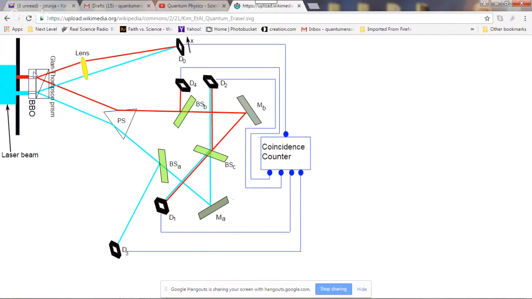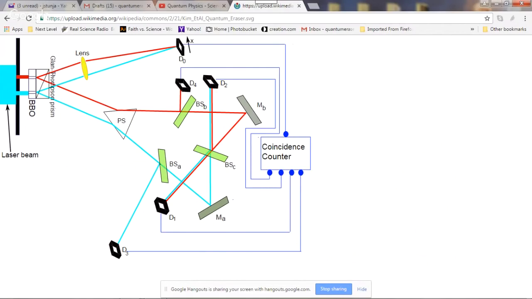Two entangled photons are generated by this barium borate crystal right here. Okay, and just quickly, the entangled photon, what exactly is that? Can you briefly explain that? I just want to make sure our audience understands it.